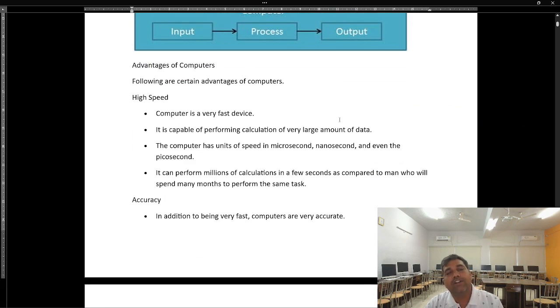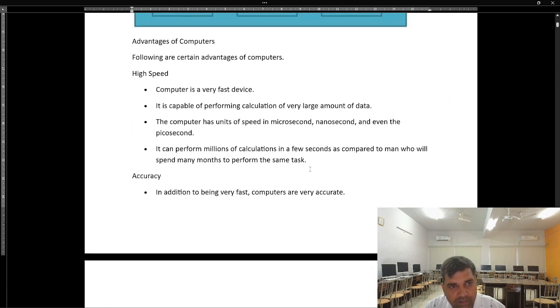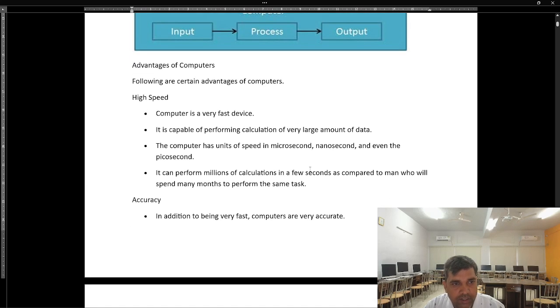Now, what are the advantages of computers? So, first advantage of the computer is the high speed. In comparison to the human, the processing speed of the computer is very fast. It is a very fast device. It does calculations of millions and billions in seconds, microseconds. Computer can do, but we cannot do. It is capable of performing calculations on a large amount of data.